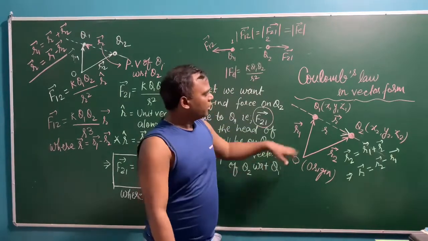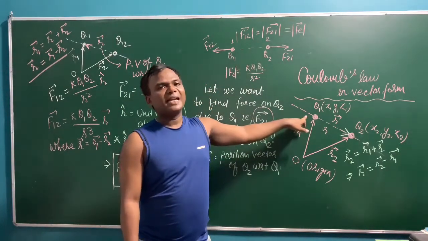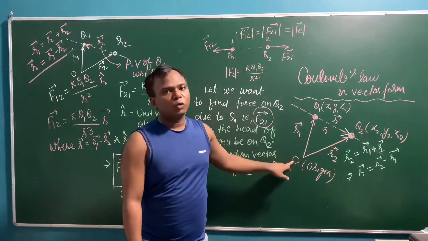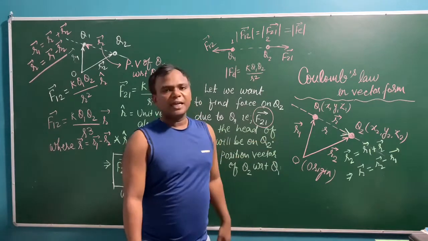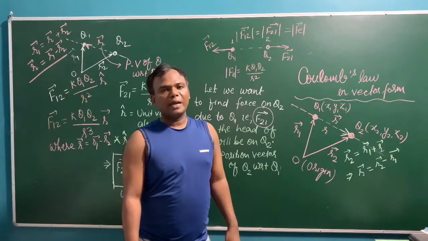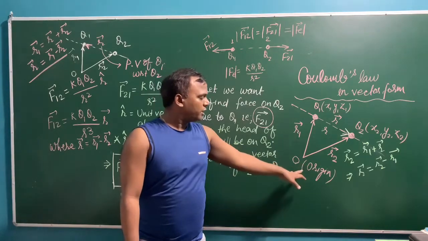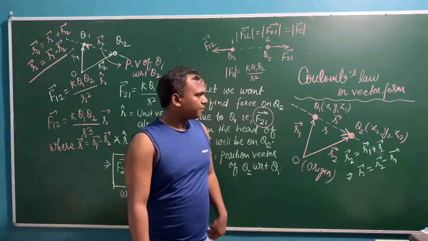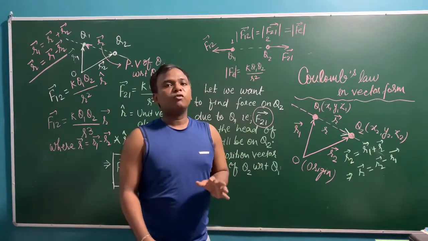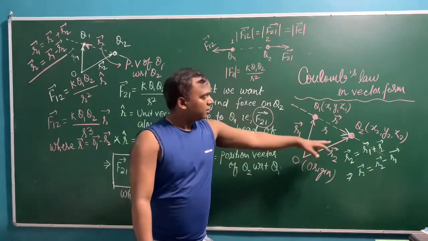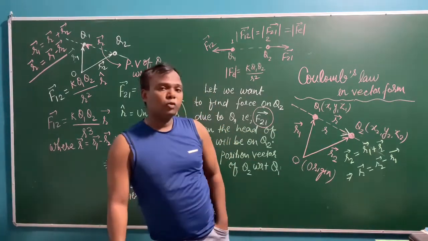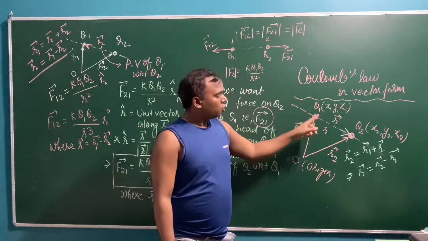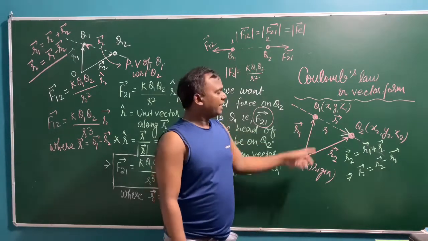So look at here, Q1 charge is placed at any point in space whose position vector is r1 with respect to origin O, and Q2 is another charge whose coordinates are x2, y2, z2 with respect to origin O, and r2 is the position vector of Q2 with respect to the origin. And we want to know the force on 2 due to 1. So that's why we want to know the distance between the two charges Q1 and Q2 in vector form. So that's why the head of the r vector is on Q2.